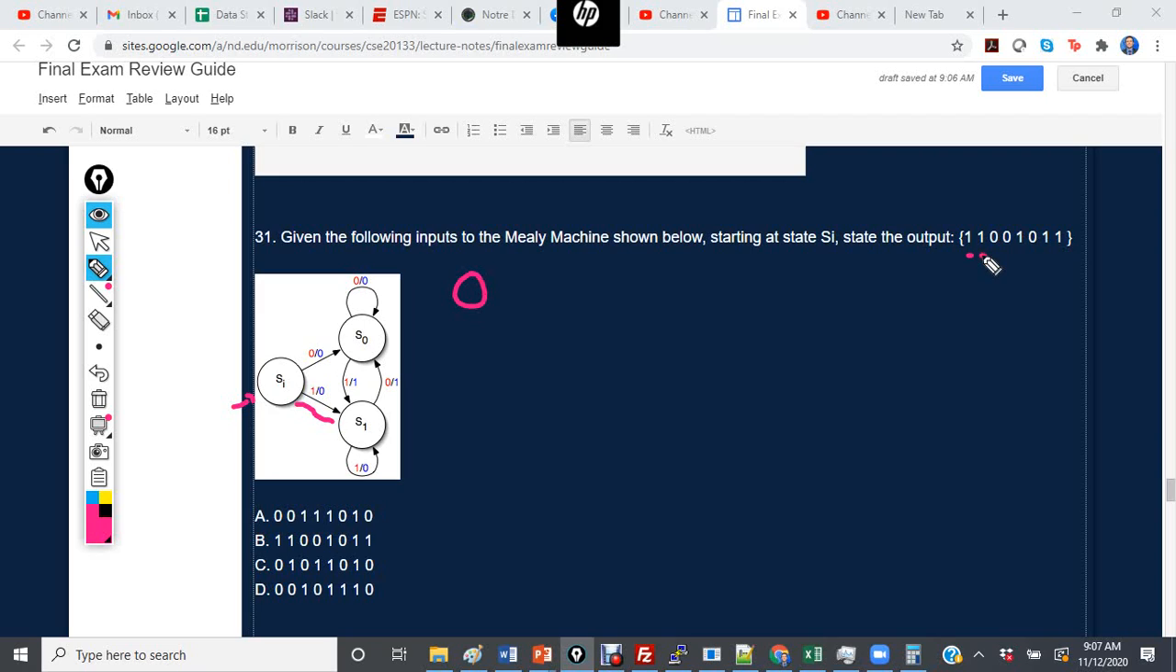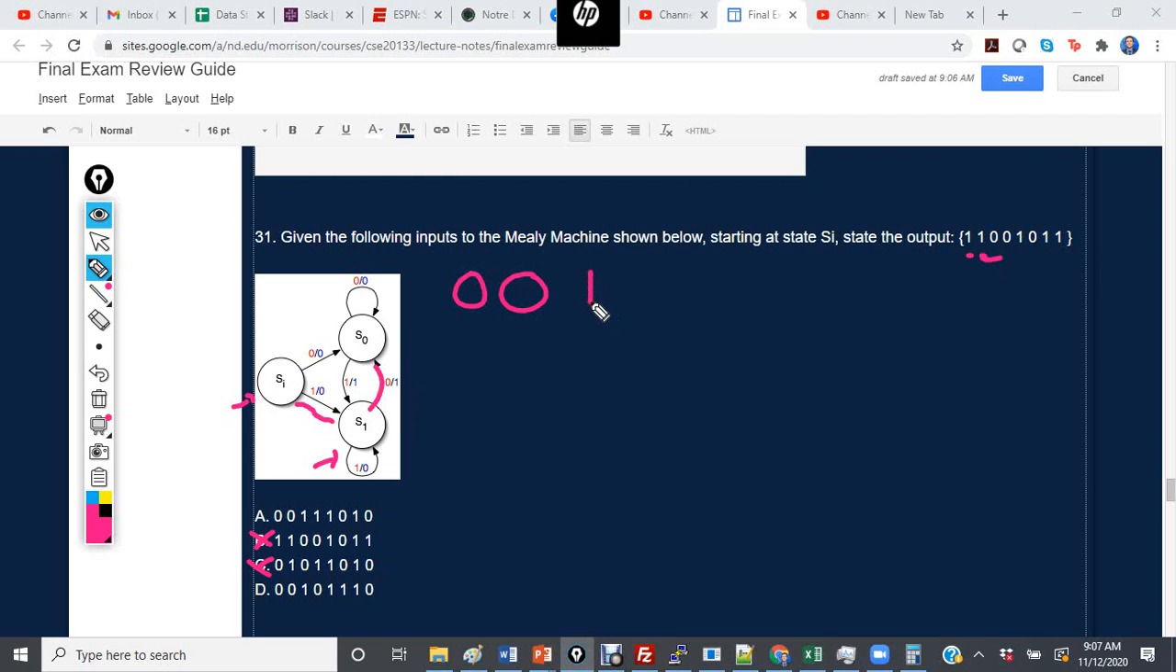So from state S1, we take this edge here. So the input is 1 and the output is 0. So right off the bat, we've already eliminated 2 potential solutions. Next, we have a 0. So then we go along this edge, and the output is 1.